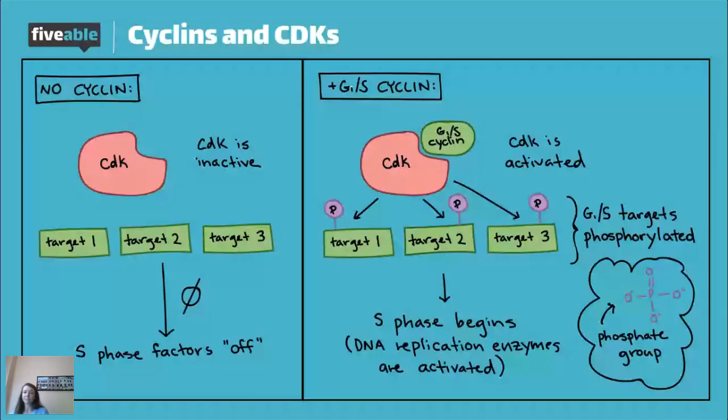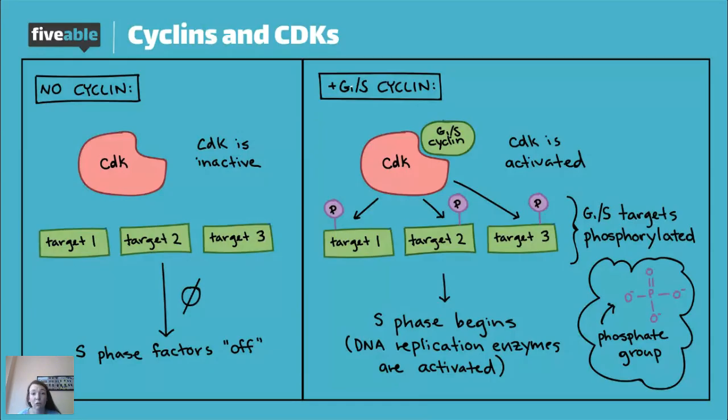So here, CDKs actually need the presence of that cyclin, which means that the cell has made it through the checkpoint saying, yep, we're good to go and start replicating the DNA. When those two bind together, we phosphorylate a couple different targets that are going to initiate S phase. So S phase is where DNA is replicated. So all of those enzymes that are responsible for DNA replication, like DNA polymerase, helicase, single-stranded binding proteins, topoisomerase, all of those things would be activated so that we can go ahead and replicate the DNA and continue on with cell division.